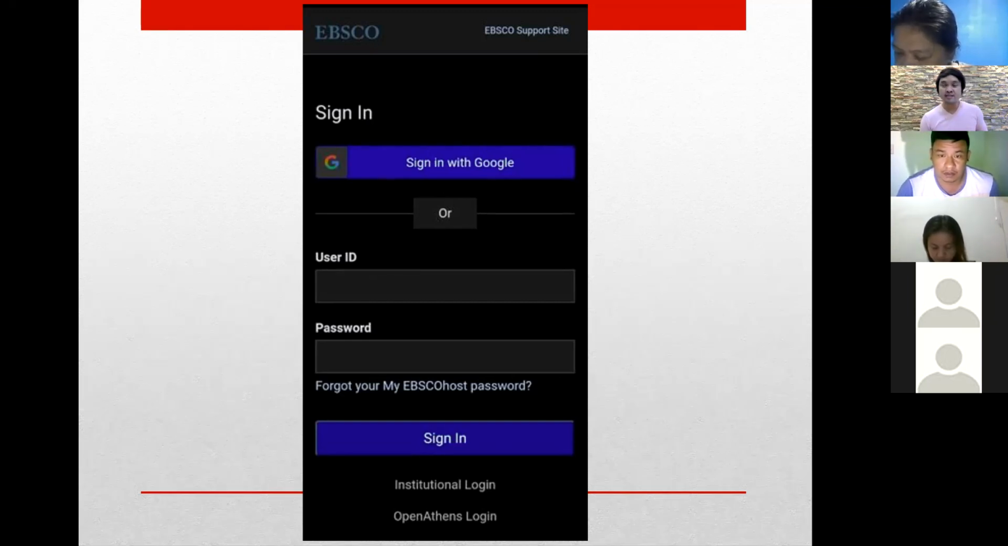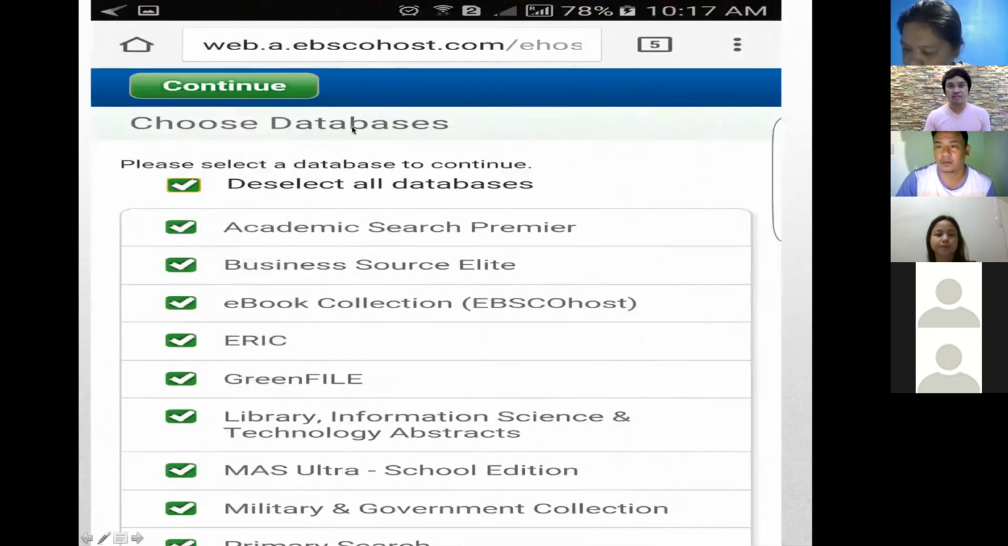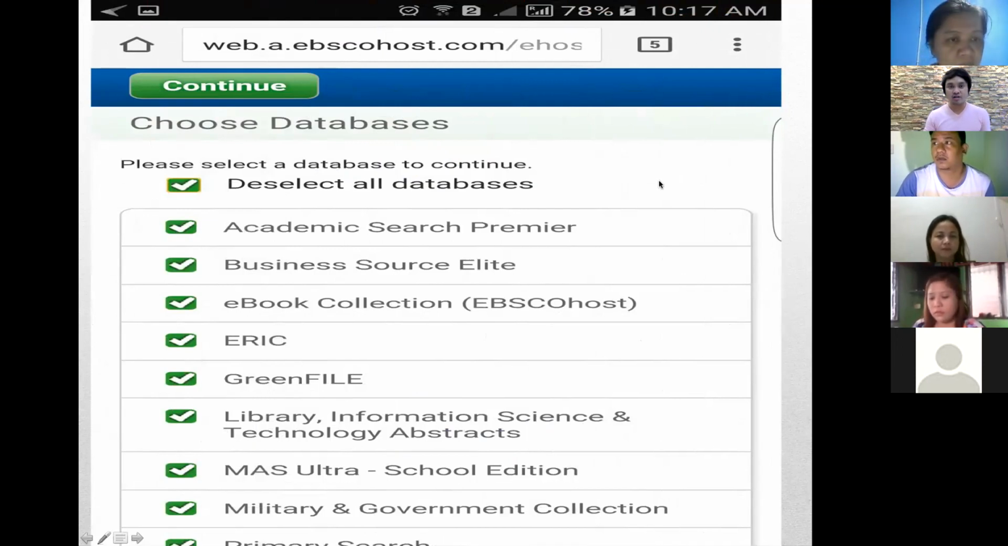So, ibig sabihin, kahit nasaan lupalop kayo ng Pilipinas, basta may internet, pwede na kayo mag-download ng research articles ninyo, ng articles related to your topic. So, after inputting your ID and password, ito yung makikita ninyo. You will be seeing a lot of databases. All you need to do is to select all of them. Click nyo na lang itong lahat. Automatic yan, matik na ma-check na yan.